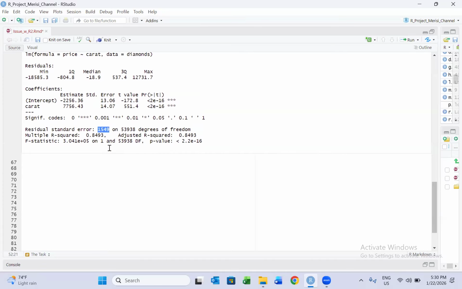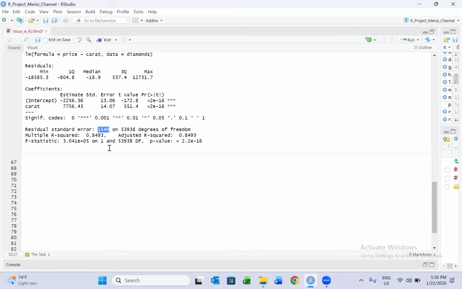And to interpret the RSE, we need to consider a few things. First, RSE is in the same units as the target. What is the target variable in this case? Price, right? Diamond price. So it's in dollars. So actually RSE is $1,549.